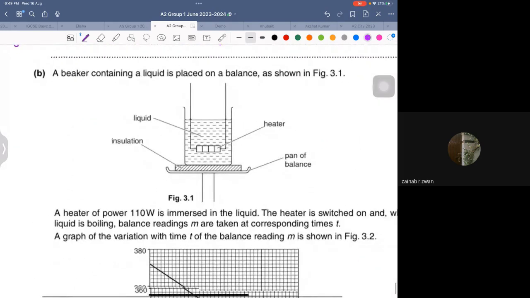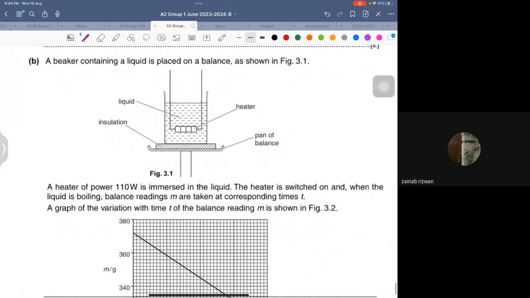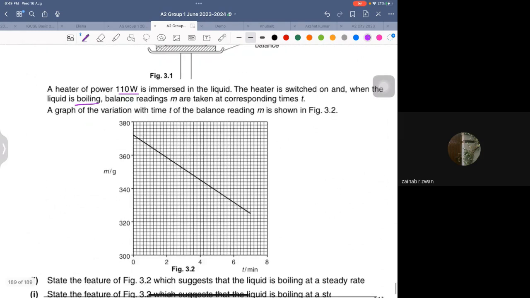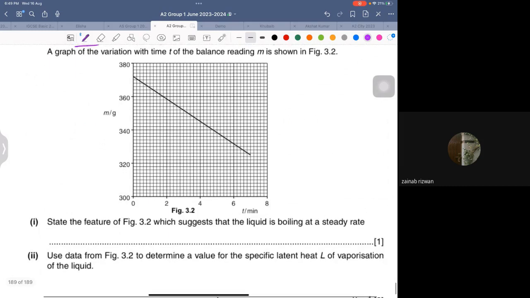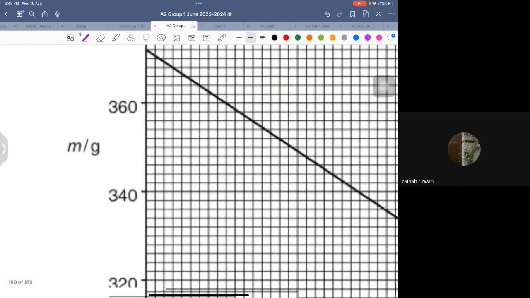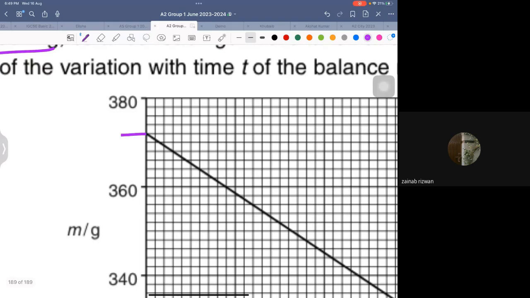So this is a very similar setup that we have basically learned, and it says the heater of power 110 watt is immersed in the liquid. The heater is switched on, and when the liquid is boiling, balance readings M are taken at corresponding times T. A graph of variation of mass M with time T of balance is shown. So this time they're given a graph. It doesn't really matter. What you need to understand is that in this one, when the time had not started, the mass that was in the beaker was this much. So this is the initial mass. Do you get it?